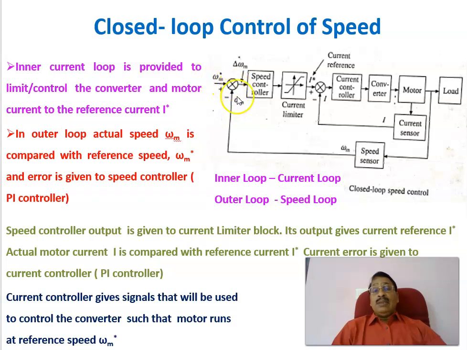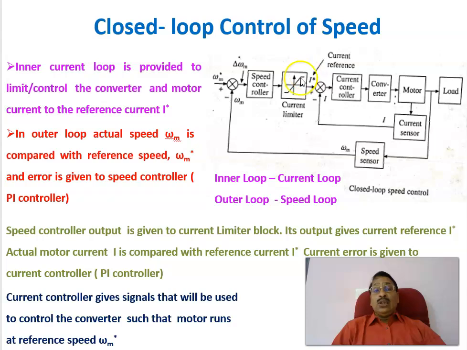Therefore, the reference speed is compared with the actual speed, and the error Δω_m, the speed error, is produced. The speed error is the input to the speed controller. Again, it is a PI controller, and the speed controller output represents the reference current I star.